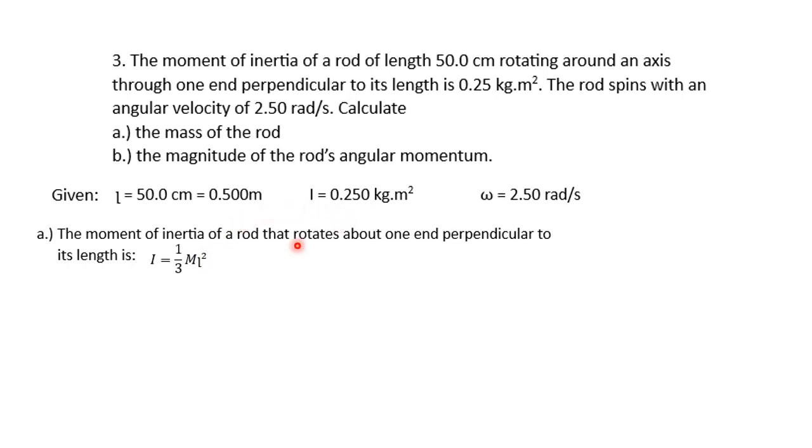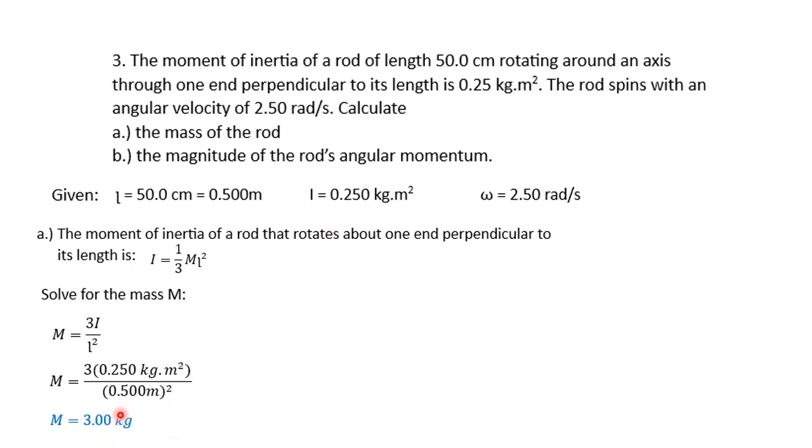So the mass here is 3 times I over L squared. Because we have to find the mass, we solve for the mass. We have 3I, just simply cross multiply. You have 3I, then over L squared. So m equals 3 times I of 0.25 kilogram meter squared over L squared, where L is 0.5 meters and then squared. So multiply and then divide, it gives us a mass of 3.00 kilograms.